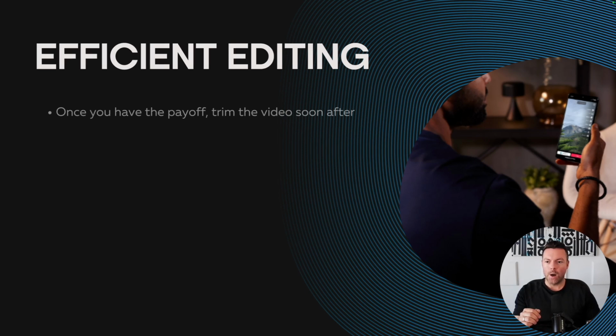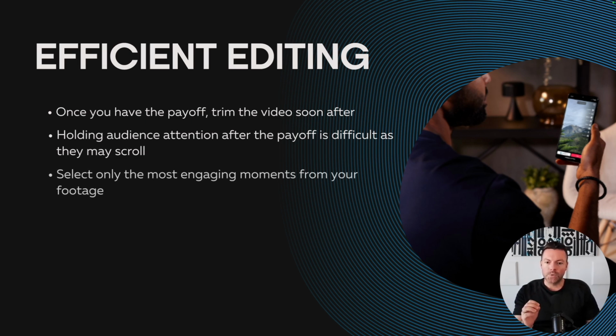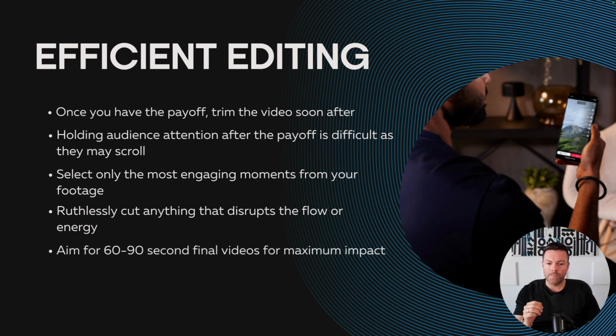Let's talk about efficient editing now. Once you have the payoff, trim the video soon after that. Just end the video, right? Holding the audience's attention after the payoff is difficult, as they may scroll away, and you don't want that. You want to just stop the video right there, short and sweet, and then you've done your job. Select only the most engaging moments from your footage, like we talked about, cut out everything else, and ruthlessly cut away anything that disrupts the flow or the energy. Keep it high energy. Every couple seconds, you should be changing, shifting frames, scenes, locations, and visuals. Aim for 60 to 90 second final videos for maximum impact. I've seen videos do well even down to 30 seconds, but I would say 90 seconds max, okay? Probably that 1 minute is the sweet spot there.